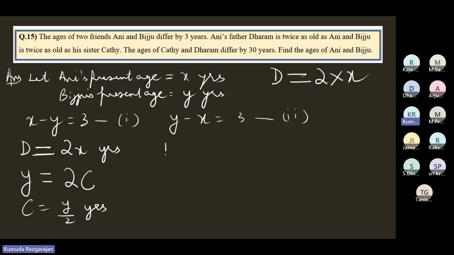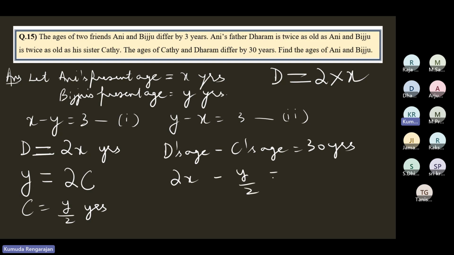So Dharam's age minus Kathy's age is equal to 30 years, because their ages differ by 30 years. So Dharam's age is 2x, Kathy's age is y by 2, so 2x minus y by 2 is equal to 30. When you take the LCM, you get 4x minus y by 2 is equal to 30. So you get 4x minus y is equal to 60. This is the third equation.